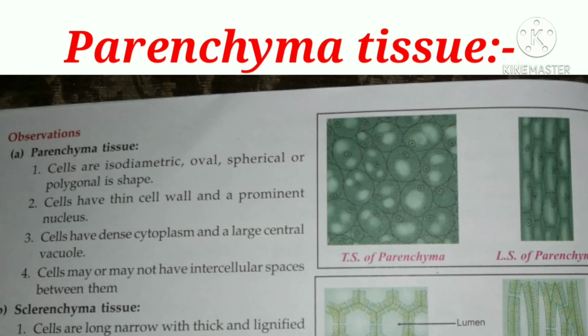First is parenchyma. The cells of this tissue are isodiametric, oval, spherical or polygon in shape. The cells of this tissue have thin cell wall and a prominent nucleus. Cells have dense cytoplasm and a large central vacuole. The cells of this tissue may or may not have intercellular spaces between them.